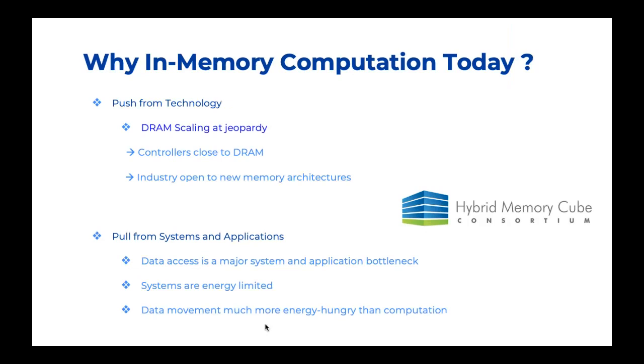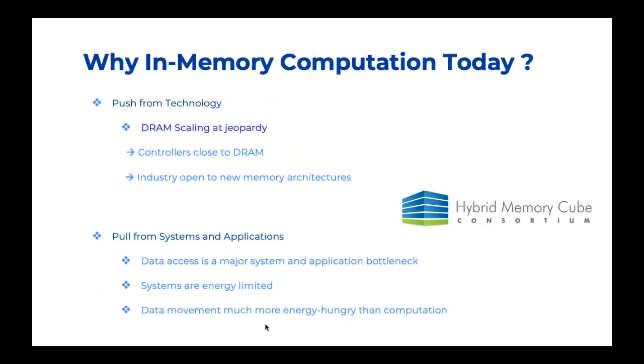Because we have some push from technology. For example, we have DRAM scaling. DRAM scaling is one of the problems that we are facing nowadays. If you have time, you can look at the RowHammer project and see what problems DRAM scaling faces today. We also have controllers close to DRAM in today's architecture, which we can take benefit from. And the industries that provide DRAM for us are open to new memory architectures.